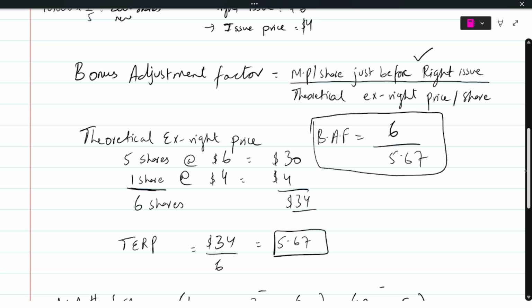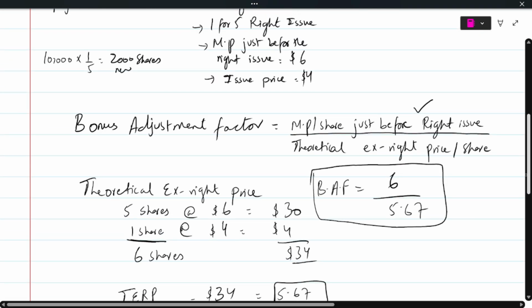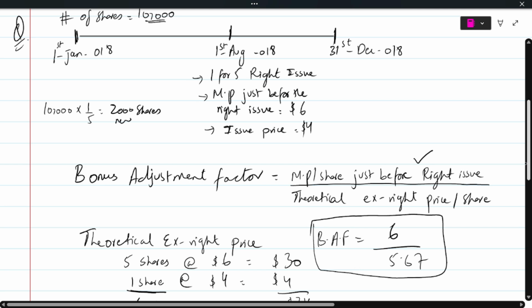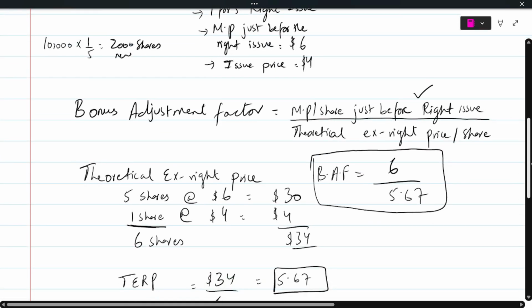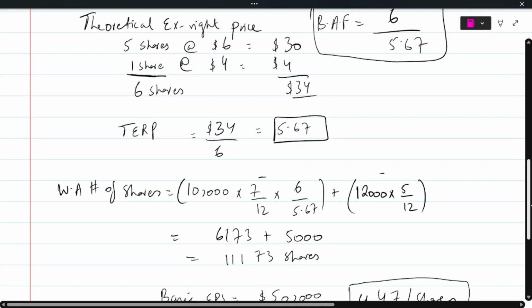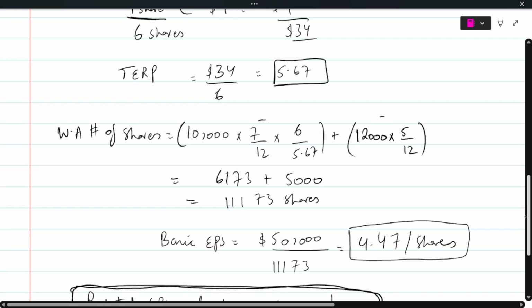So that's $4, right? 4 times 1, $4. And the previous 5 shares that I already had would obviously be at $6 because they are not rights issue. I bought them from the market, right? So 5 times 6 is $30. So that's an overall wealth of $34 and total shares of 6. So 34 divided by 6, that will give me my theoretical ex-rights price. Once I have my theoretical ex-rights price, I'm going to divide it by the market price just before rights issue, which will always be given to you in the question, $6. So 6 over 5.67, that's my bonus adjustment factor. Okay. Once we have our bonus adjustment factor, we are going to use the same weighted average method to calculate our shares. Okay.